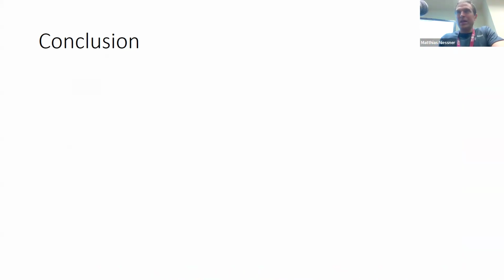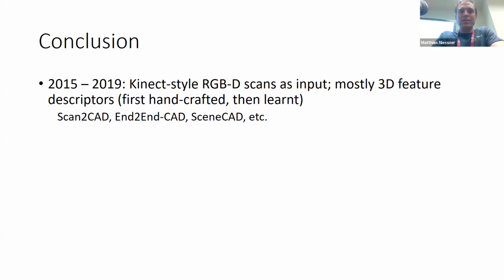I think in the last 10 years, the first thing we started was to take RGBD-style scans. We mostly used some 3D feature descriptors. First, they were handcrafted, then they were learned, like Scan2CAD, End-to-End CAD, SceneCAD. These were the very, very first papers. They were kind of niche papers at the time, right? They were pretty small because they could only support a relatively small subset of the categories.